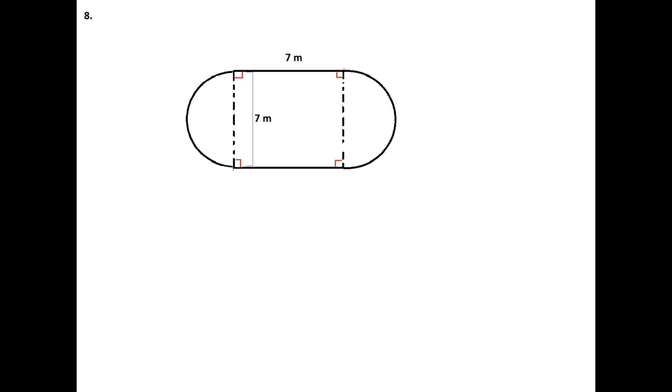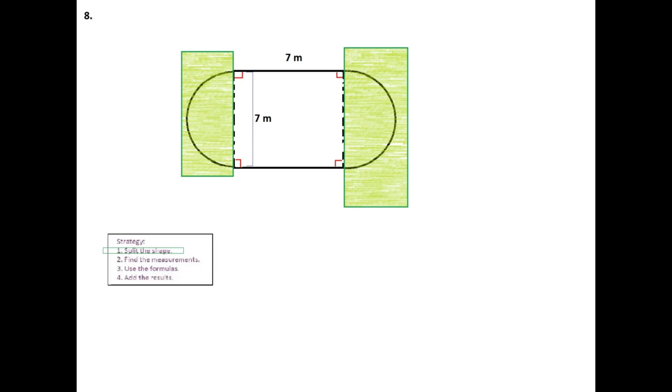Tonight's homework is for the evening of February 22nd, 2018, and we're looking at a few more composite shapes. Let's get started. Alright, let's look at number 8. We have a half circle, a square, and then another half circle. And our strategies stay the same.